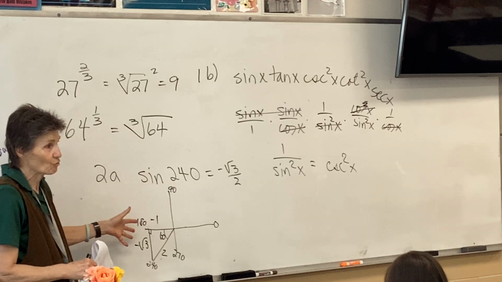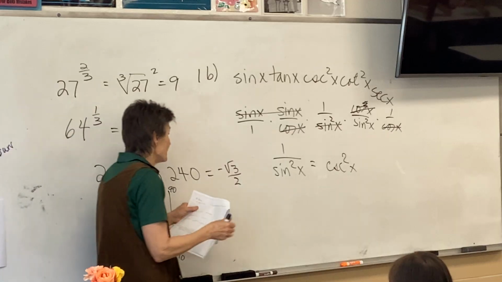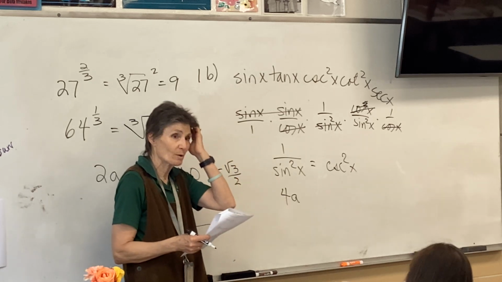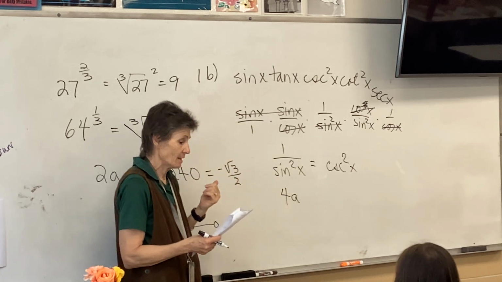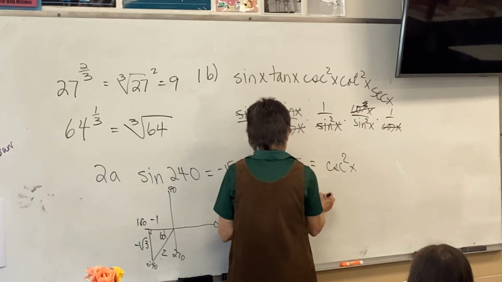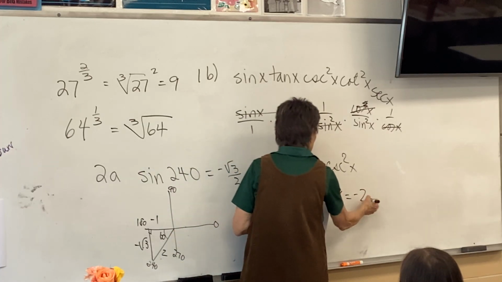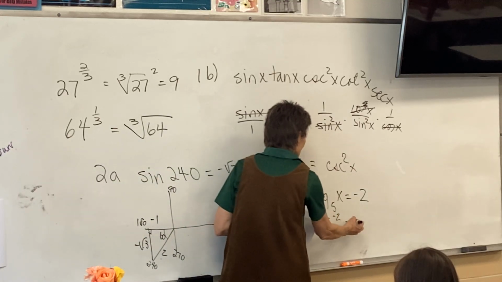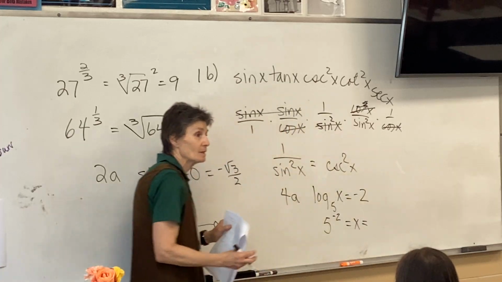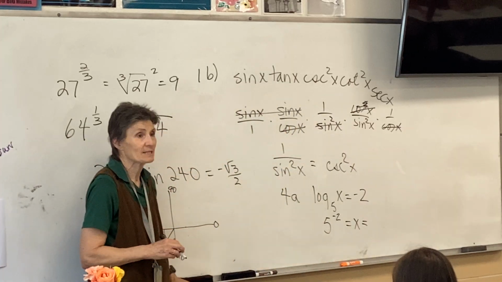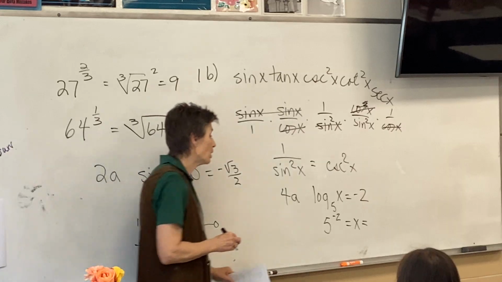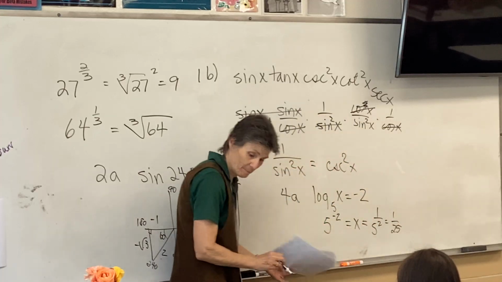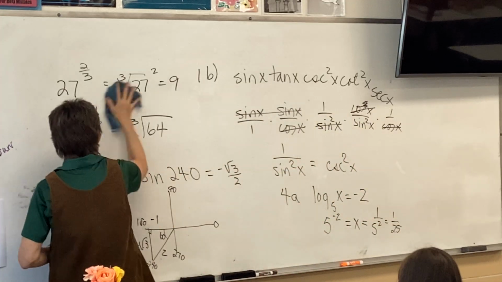Draw your angle, make a triangle. Okay. Next one right on the sheet is 4a. Now I'm going to come back and answer your questions, okay? I just want to make sure you get these done. So 4a. How do we do this? This is an easy one. Loop-de-loop. So 5 to the negative second equals x. And what does 5 to the negative second mean? 1 over 5 squared. So the answer to the problem would be 1 over 25.